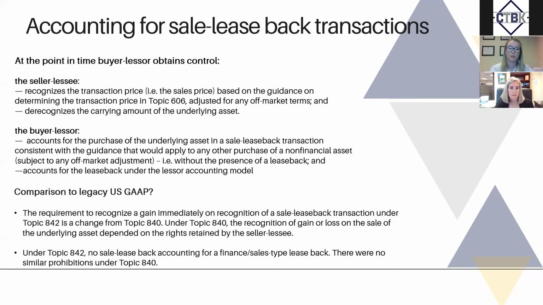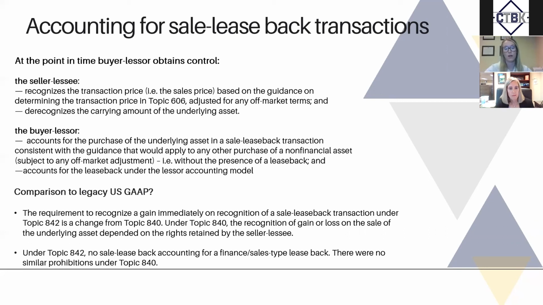And then the buyer lessor is going to apply the lessor accounting model, which we talked about a little bit ago. Then two final points at the bottom call out further differences for sale leaseback transactions under 842. If you have a finance lease, which would be on the lessee side, or a sales type lease, on the lessor side, you cannot apply sale leaseback accounting. That's new under 842. There was no such exclusion under topic 840. So that is one thing to be aware of.